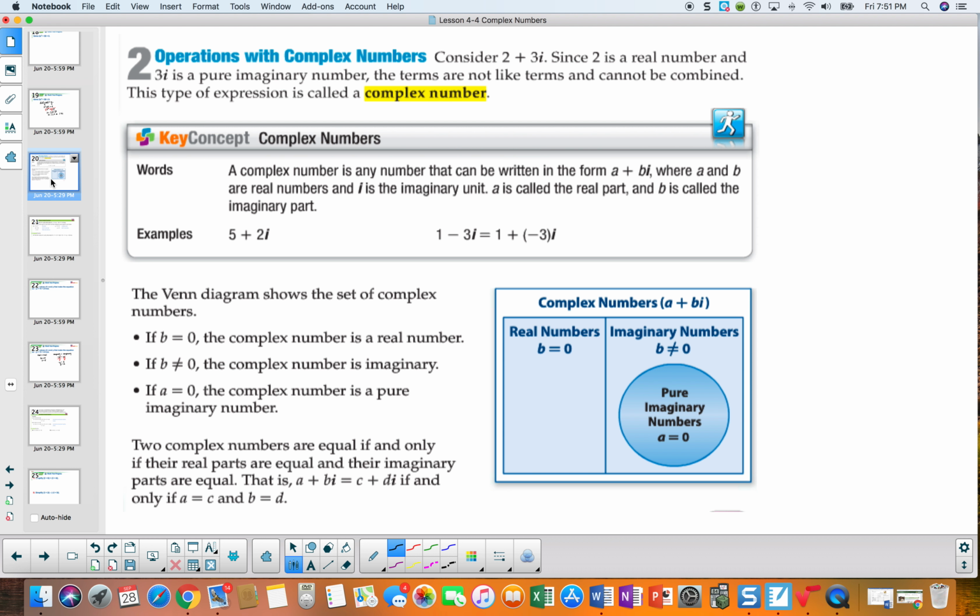All right, let's talk about combining this pure imaginary number with a real number. So 2 is a real number, and 3i is a pure imaginary number. When we add them together, we get what we call a complex number. It's imaginary plus real, and this is also imaginary plus real. And so now we're going to have another set of numbers other than the real numbers. They're going to be called the imaginary numbers.